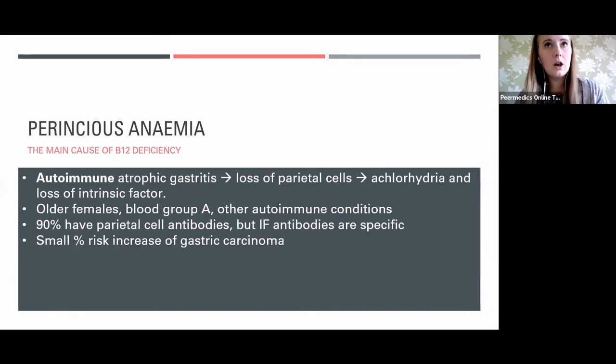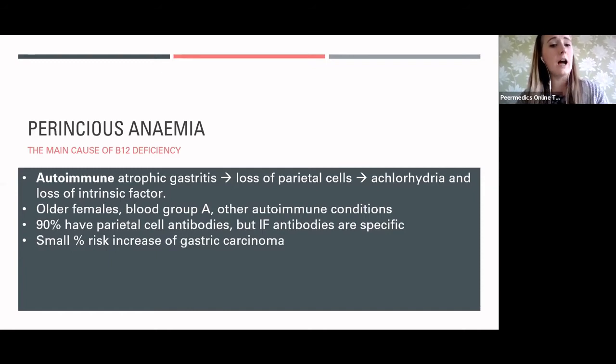Tends to affect older women. There's a bit of a link to blood group A, but again, that would be quite a mean exam question for them to go, oh, there's this patient that has blood group A. And it typically occurs with other autoimmune conditions as well, as anything that is triggered by autoantibodies is going to be.